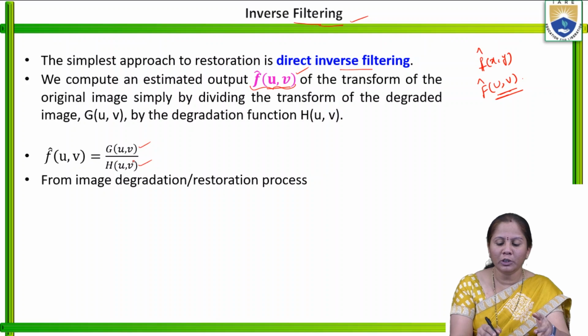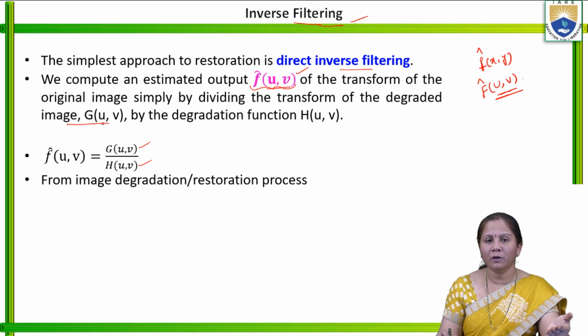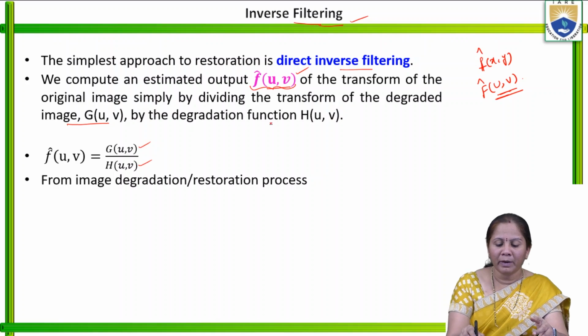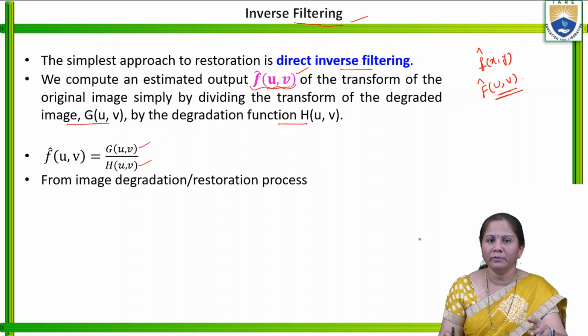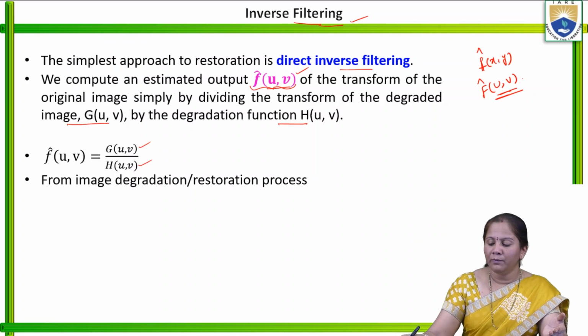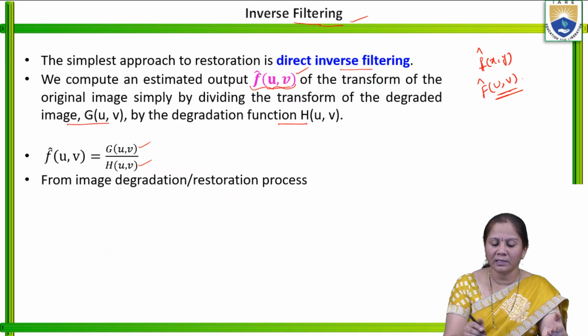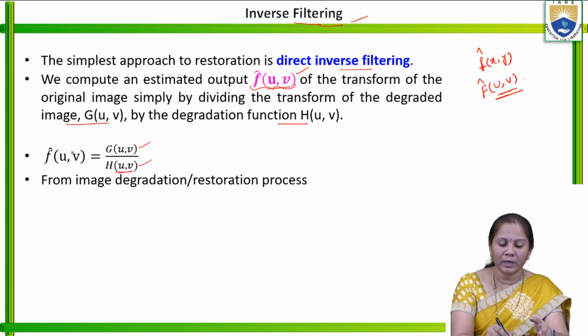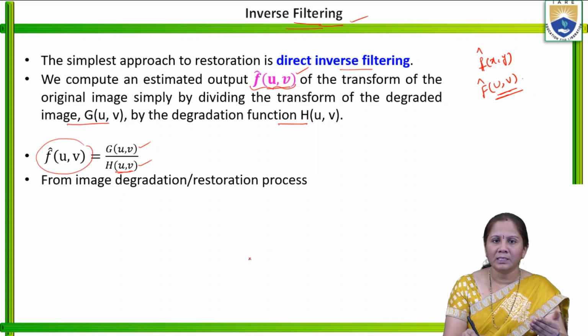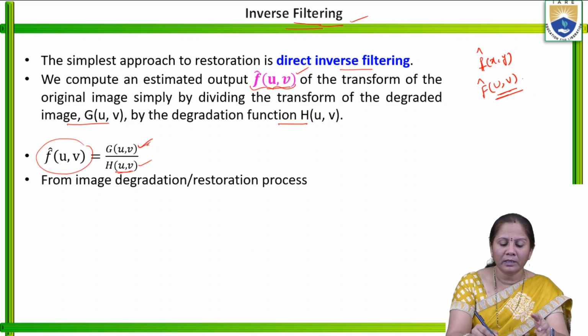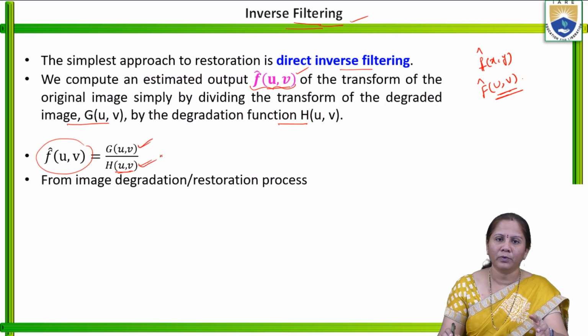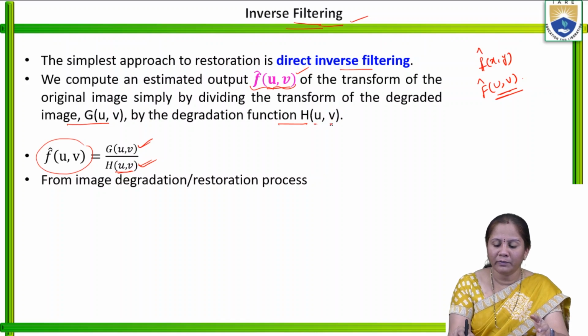So what is this G of u comma v? It is the degraded image. We have seen g of x comma y; in the frequency domain it is represented as G of u comma v. It is divided by the degradation function H of u comma v. In the previous figure, we have seen the image is degraded with the degradation function h, represented here as H of u comma v. So in inverse filtering, we get the estimated output by simply dividing the degraded image by the degradation function.